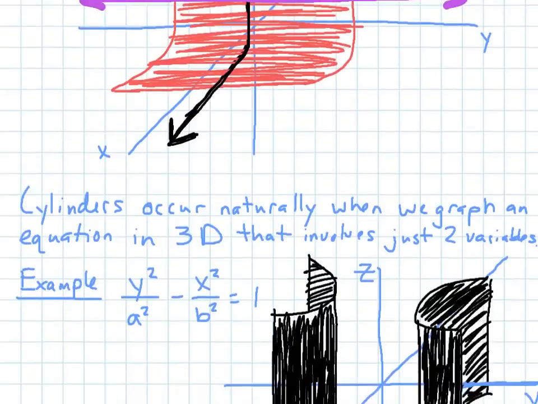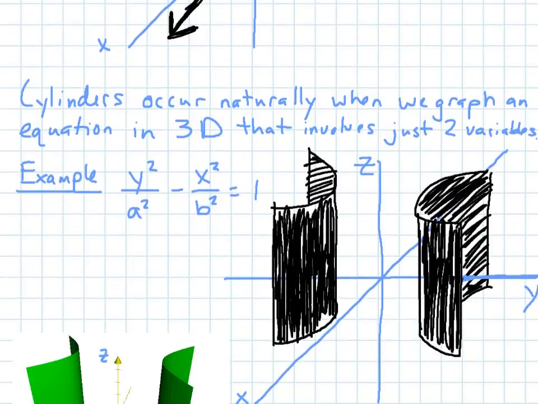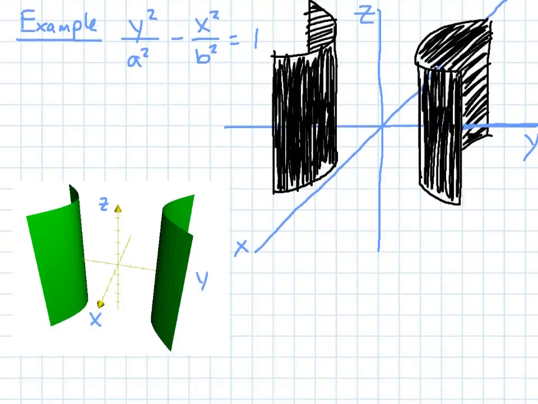Cylinders occur naturally when we graph an equation in 3D that involves just two variables. Any equation that we did in 2D, if you just keep it and change the dimensions to 3D, is now a cylinder. Like this example, I have a hyperbola equation here in the general form. I don't have A or B, but generally, if it was just graphing, it would look like this. I also did it on the 3D grapher so that you could see it.